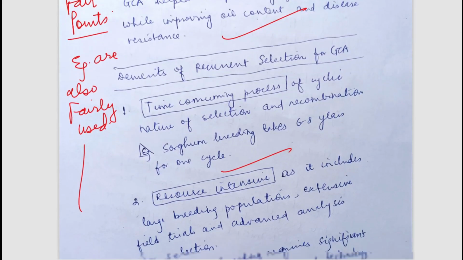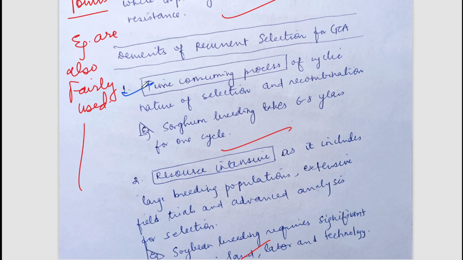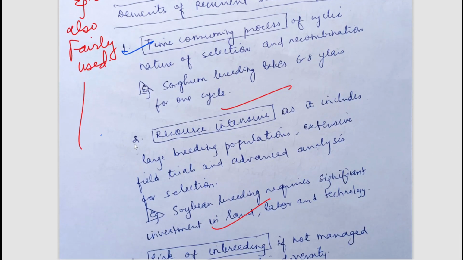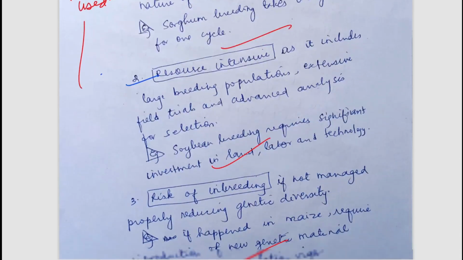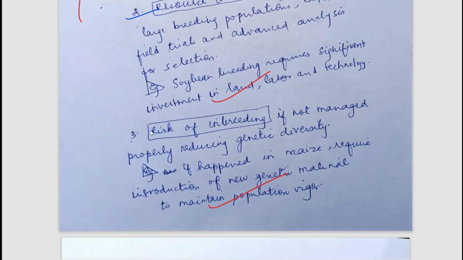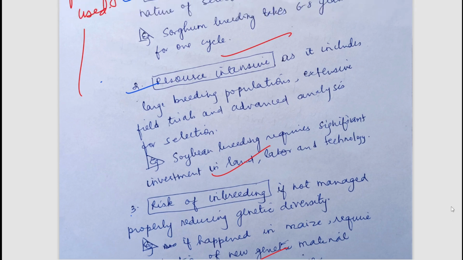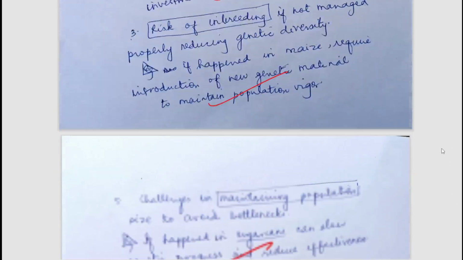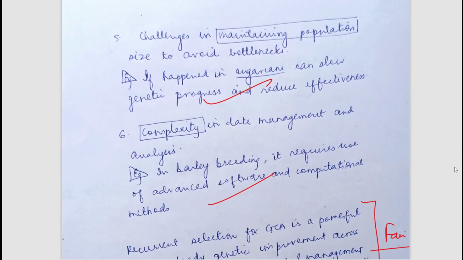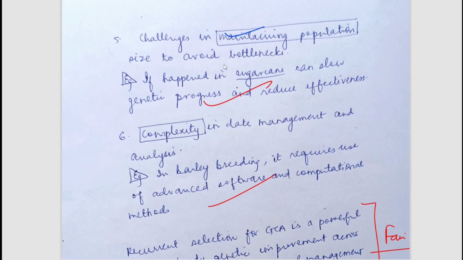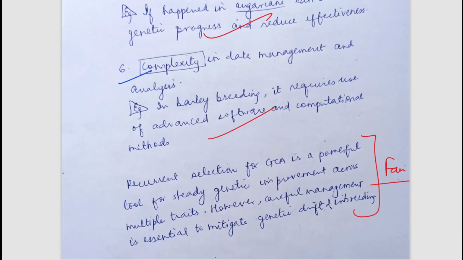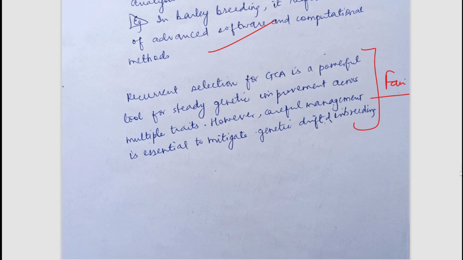Demerits have also been mentioned, such as it is a time consuming process, takes a lot of years, sometimes a decade. Okay, it is resource intensive. There could be risk in breeding. So fair written points. If you want to read it, you can simply pause the video and read it. Challenges in maintaining population are there, complexity is there. Well written answer. Obviously, for any breeding method, it is complex. We need some kind of technical knowledge. And again appropriately concluded. So this was today's answer copy.